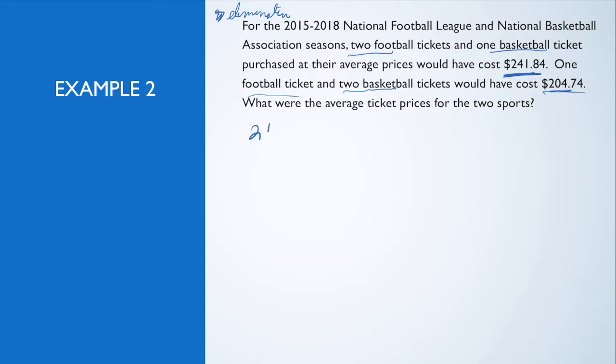So I have that 2 football tickets plus 1 basketball ticket. Remember, we don't normally put the 1 in front of it, but I'm going to do that real briefly. Is $241.84. Notice I used variables that make sense. Now I primarily use X and Y, right? Those are my favorites. But when I'm working with football tickets and basketball tickets, it's simpler for me to see if I represent football tickets with an F. So I've got 1 football ticket and 2 basketball tickets for $204.74.